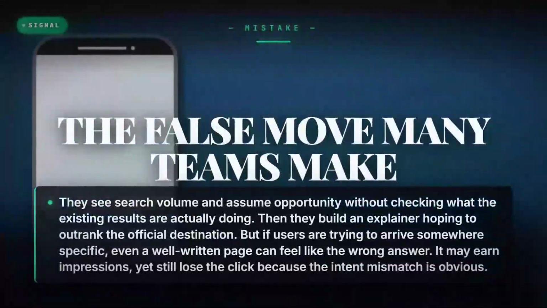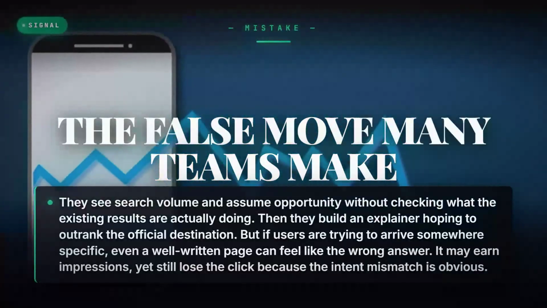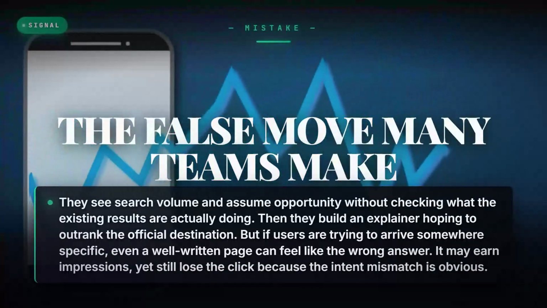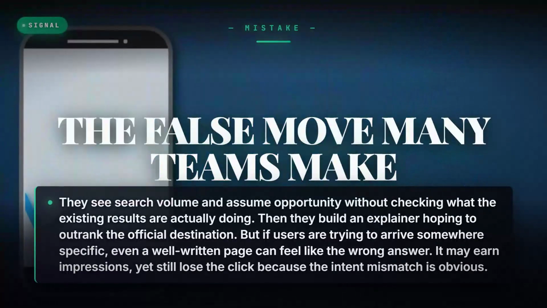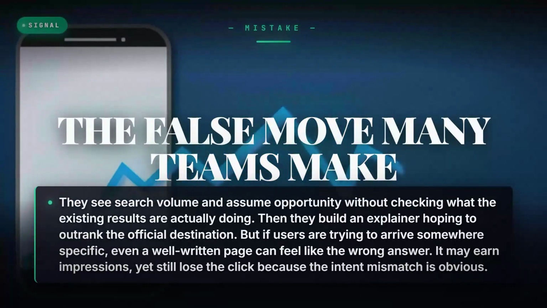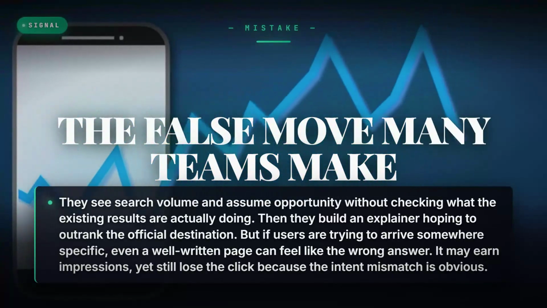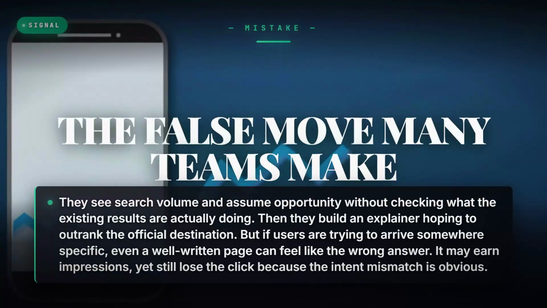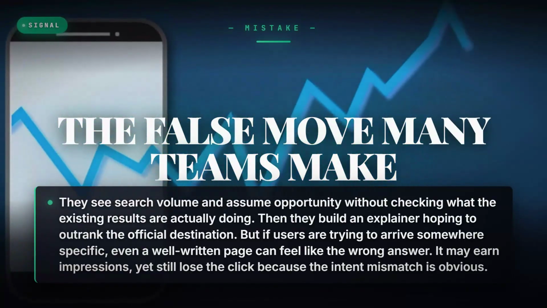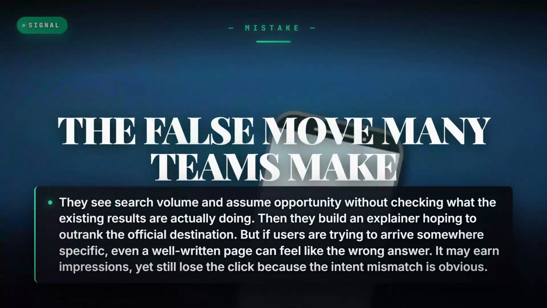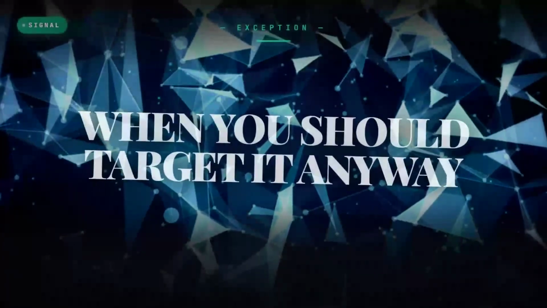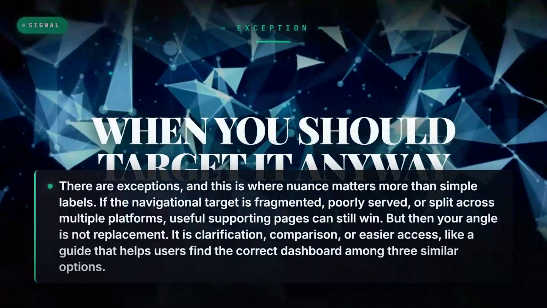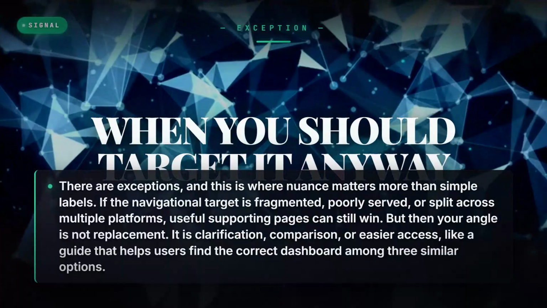They see search volume and assume opportunity without checking what the existing results are actually doing. Then they build an explainer hoping to outrank the official destination. But if users are trying to arrive somewhere specific, even a well-written page can feel like the wrong answer. It may earn impressions, yet still lose the click because the intent mismatch is obvious. There are exceptions, and this is where nuance matters more than simple labels.